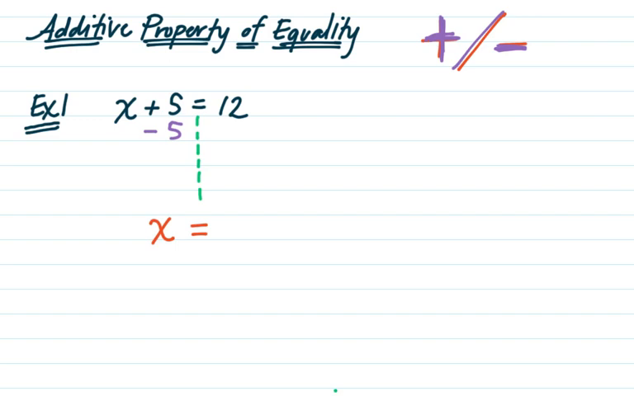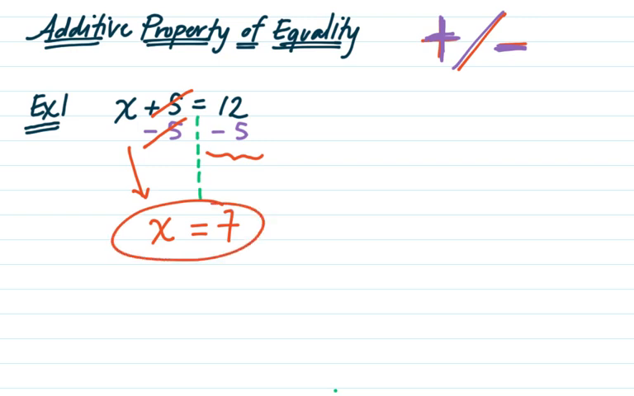But if we're going to subtract 5 from one side, we have to also subtract 5 from the other side so that they stay equal. So if you do that, plus 5 and minus 5 cancel out. You're left with just this x all alone. And here on this side, 12 minus 5 is 7. So the solution to this algebra problem is x equals 7. Okay, let's do another example.